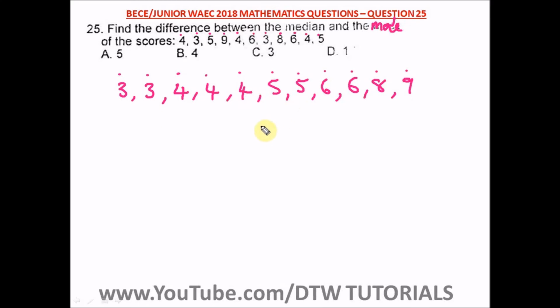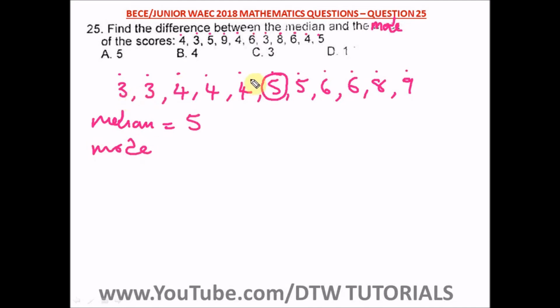All right, so the first thing now is to find our median. The median is the middle number. The data set is 11, so definitely an odd number, so we have one middle number. Our middle number here is 5. So this is our median. Our median is equal to 5. Now what is our mode?